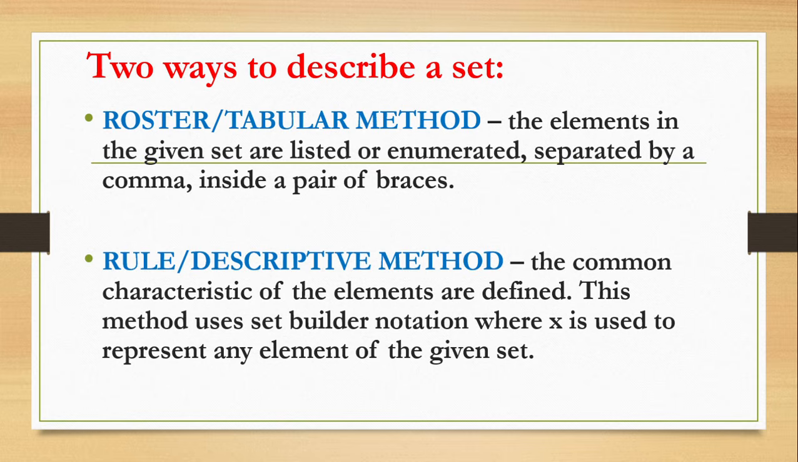So we have two ways to describe a set. We have the roster and rule. In roster, we have the tabular method. The elements in the given set are listed or enumerated, separated by a comma inside a pair of braces. While in the rule or descriptive method, the common characteristic of the elements are defined. This method uses set builder notation where X is used to represent any element of the given set.